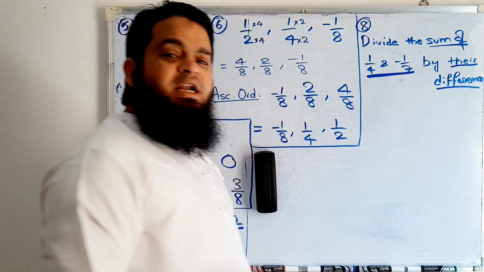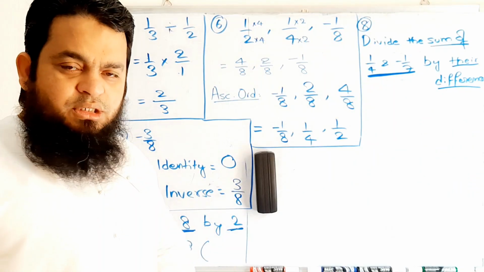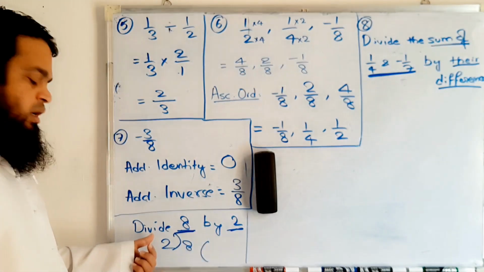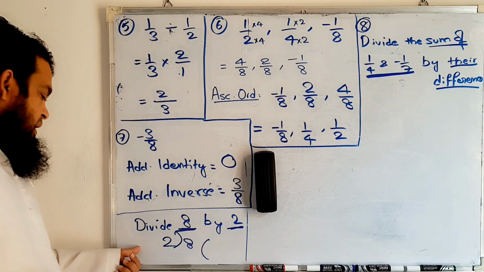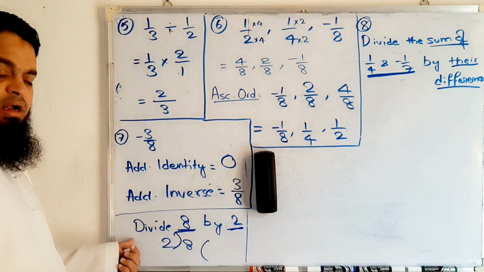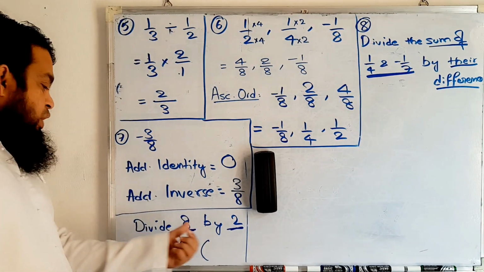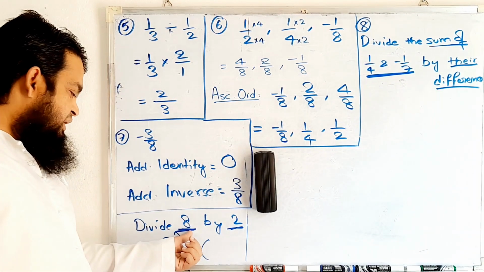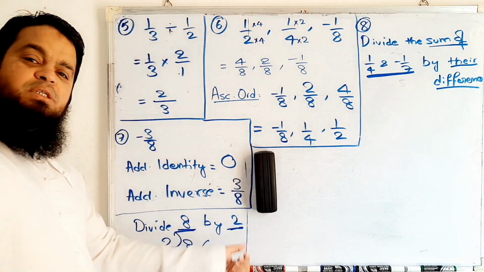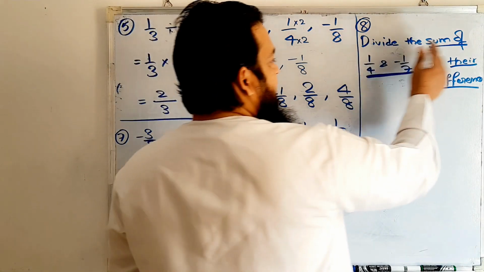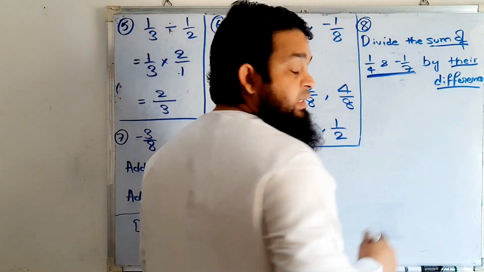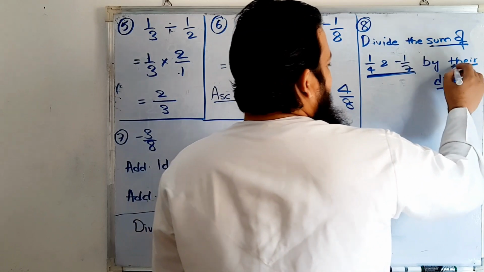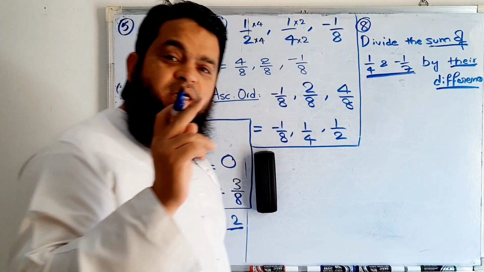So this is their difference, the divisor. Understood? Whenever you take a question of division, you will have two numbers, dividend and divisor. The first one is the dividend, and the next one is the divisor. In the same way, divide the sum of these two, that will be the dividend, by their difference, which is the divisor.